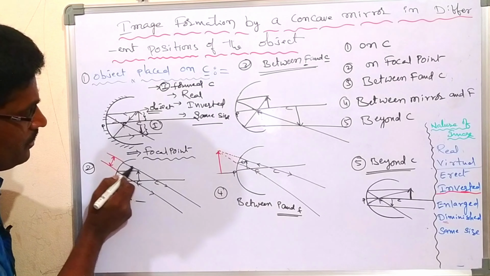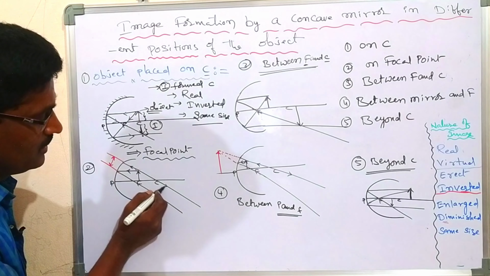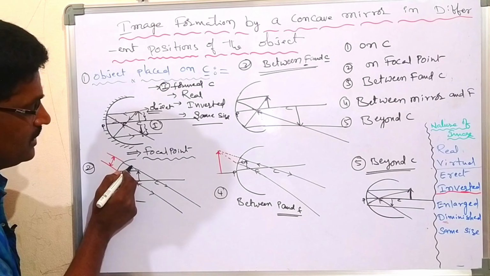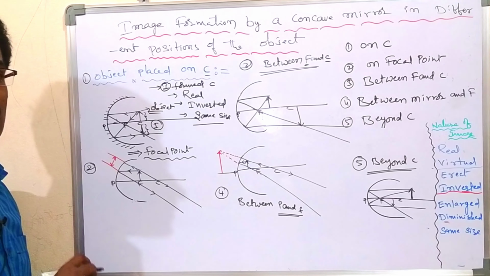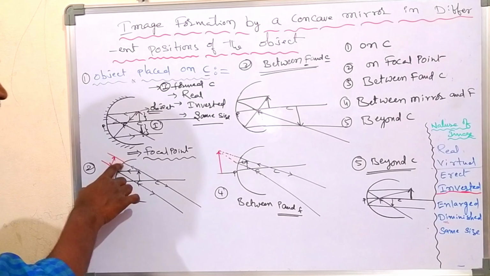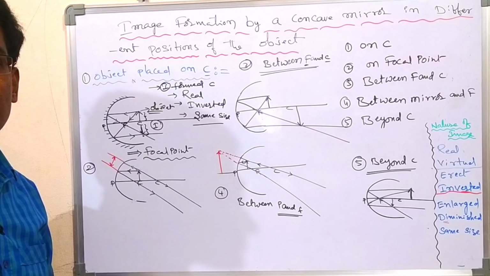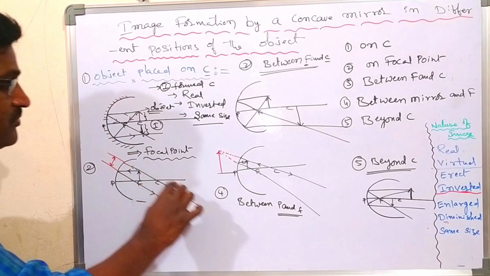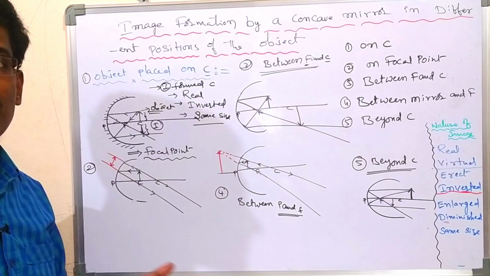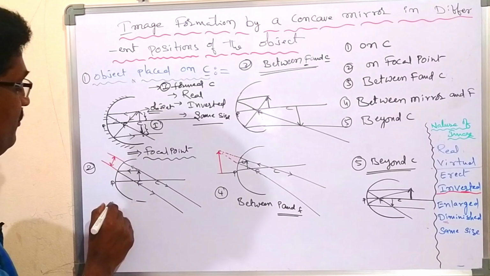Now look here. This incident ray is passing through the focus, and it also gets reflected along the same path upward. Now look here. These reflected rays do not meet at any place. They are going parallel. How much distance will they go? That's why the image is not formed. That's why I have to write here: infinity.